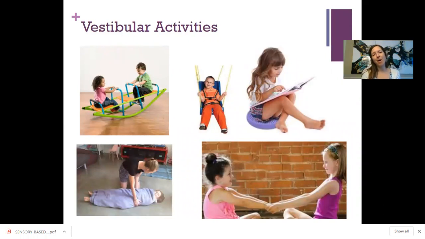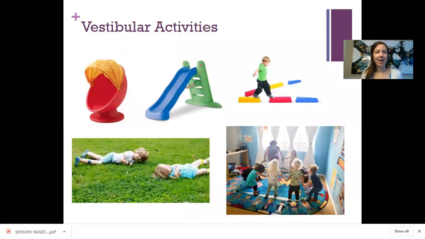Then the girls on the bottom right are playing the row, row, row your boat activity, and they're going back and forth in space. So they're activating their vestibular system in a linear direction. Okay, and then for more vestibular activities, on the left, on the top is an egg chair, so spinning.